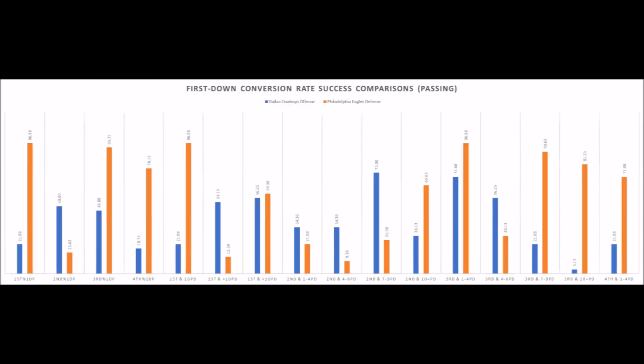Then we get to passing downs. This is the Cowboys passing offense versus Eagles passing defense. In this area, as you can clearly see, the Eagles defense is favored on first and third down. Again, the Eagles defense is kind of an unsung hero in many ways, and I think that they will make their presence felt in this game and hopefully create enough opportunities for them to win the game despite some of the quarterback issues that the Eagles are having right now.